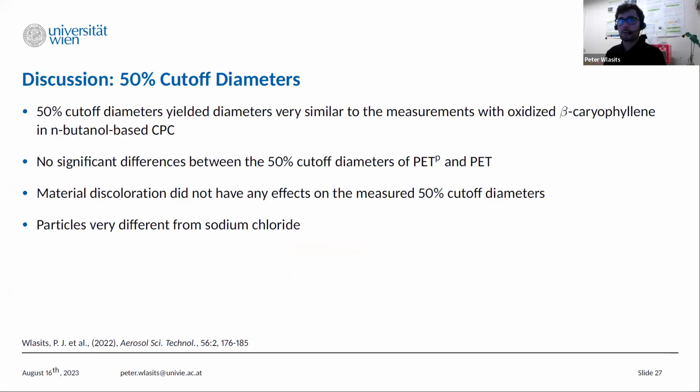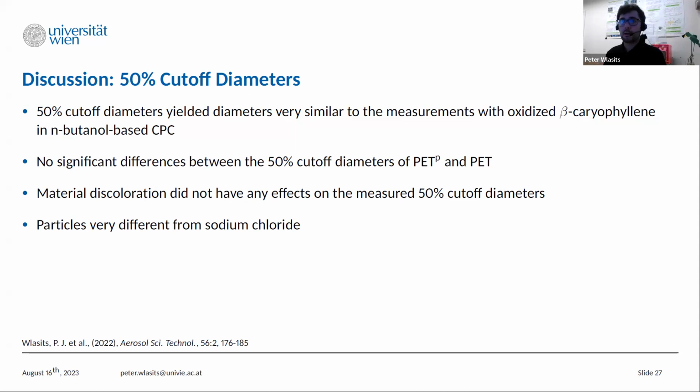Yes, with this I want to wrap up also the cutoff measurements. So we've been measuring 50% cutoff diameters for higher purity PET, and these yielded diameters very similar to the measurements with oxidized beta-caryophyllene in a butanol-based CPC. We didn't see any significant differences between the 50% cutoff diameters of higher purity PET and commodity PET.